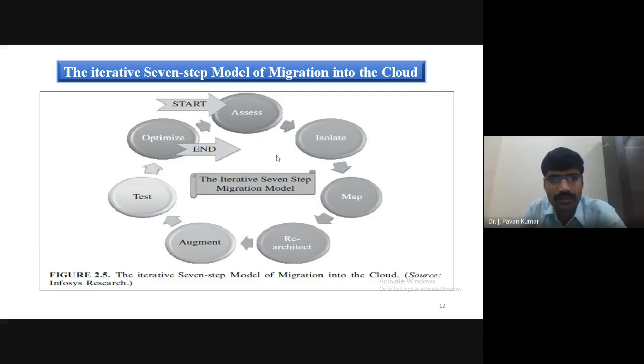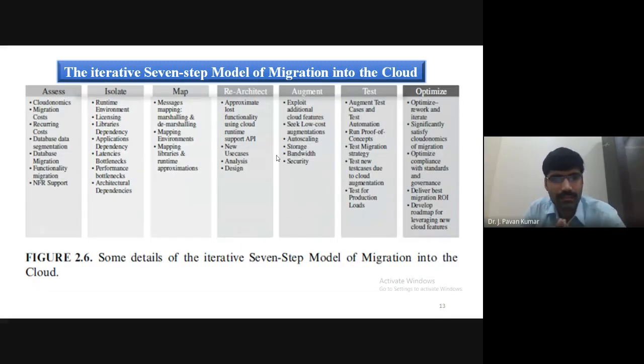Next, these are some aspects that we will be considering in each and every step. In assessment, what we have to consider: cloud dynamics will come into picture. Migration costs, recurring costs, all these things will come into picture. That means in discussion, what are the things to be considered are mentioned here. Similarly, isolate the dependencies. In the sense, runtime environment, licensing, libraries, dependencies, application dependencies, latencies, bottlenecks, all these things will come under this particular second step.